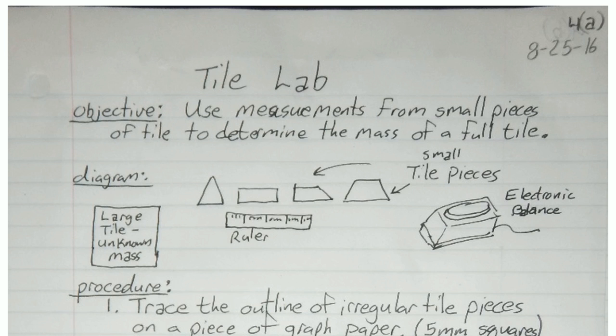After the objective, you need a diagram of your lab. As we get further along in the semester, we'll have more complicated labs that'll involve ramps and pulleys and various other things, and you'll have a more detailed diagram of the setup. Right now, there really isn't any setup, just tile pieces, a ruler, and an electronic balance. So I just drew pictures of those in order to get into practice for always including a diagram in the lab. Underneath the diagram, you'll start your procedure.